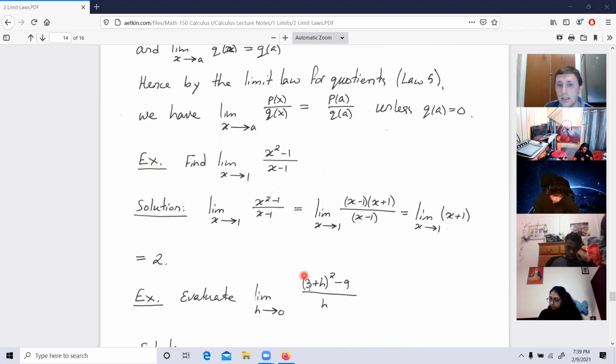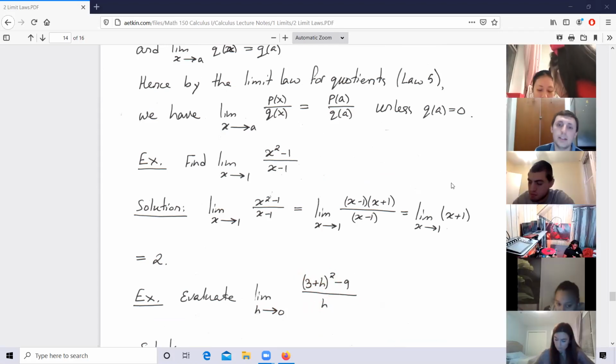Here is the limit as h goes to 0 of (3 plus h) squared minus 9, over h. What is the limit? The number h approaches 0.